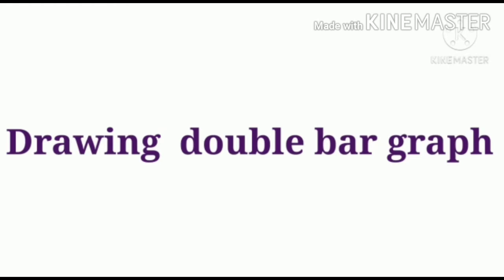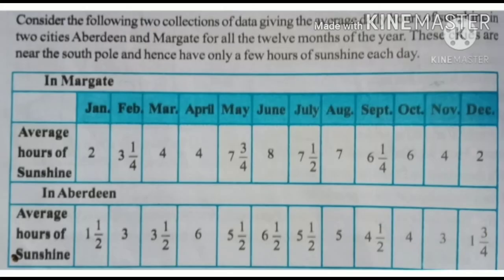Drawing a double bar graph. Consider the following two collections of data giving the average daily hours of sunshine in two cities, Aberdeen and Margate, for all 12 months of the year. These cities are near the South Pole and hence have only a few hours of sunshine each day.